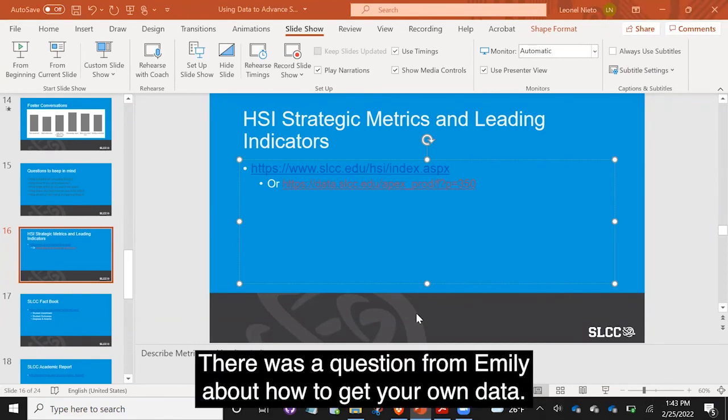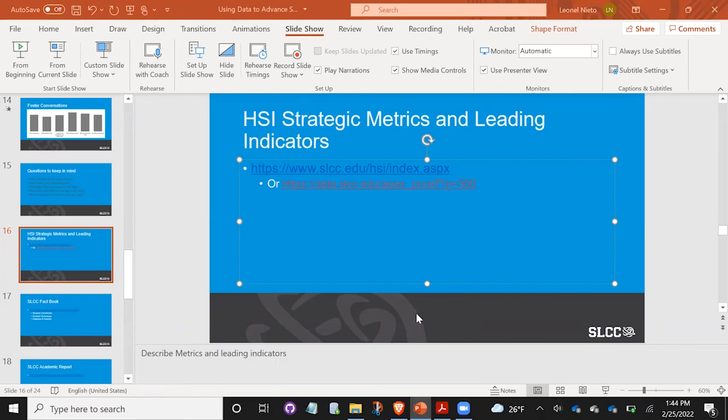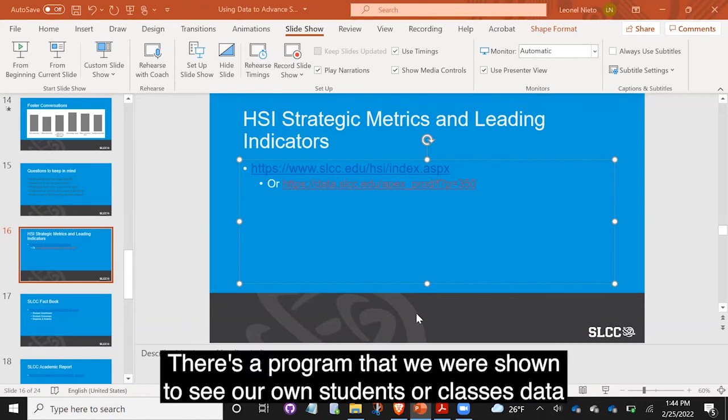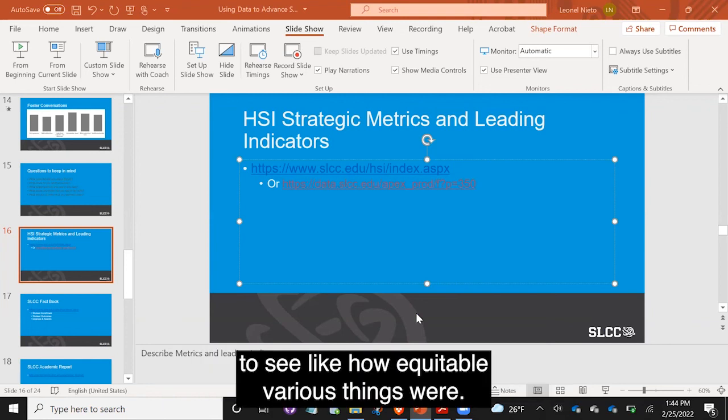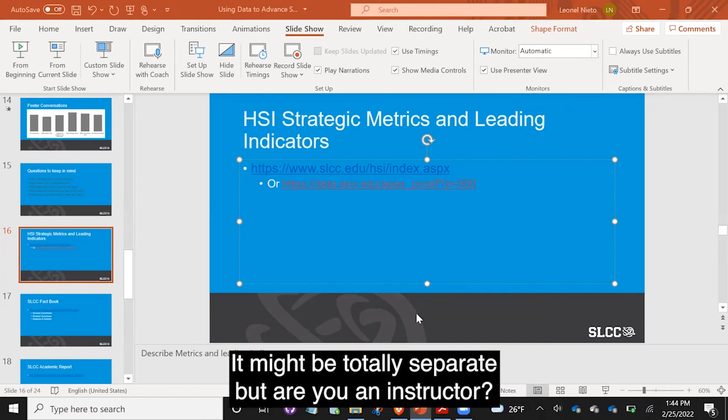There was a question from Emily about how to get your own data. Are you asking about how to make a data request, Emily? No, there's a program that we were shown to see our own students' or classes' data to see how equitable various things were. And I can't remember how to get there. And I don't know if that's something you guys do or not. It might be totally separate, but.